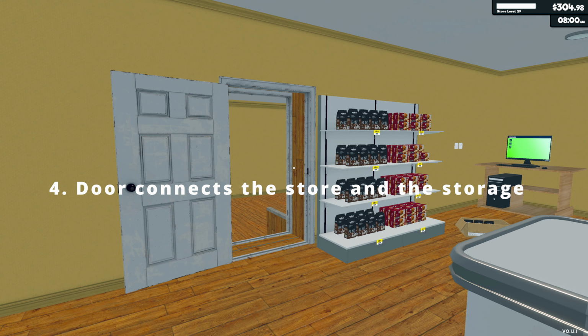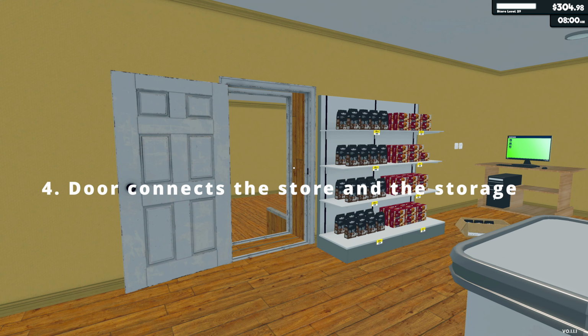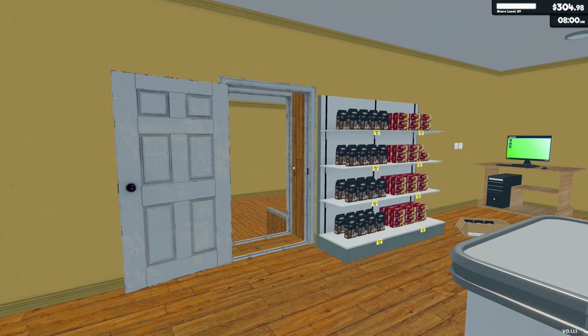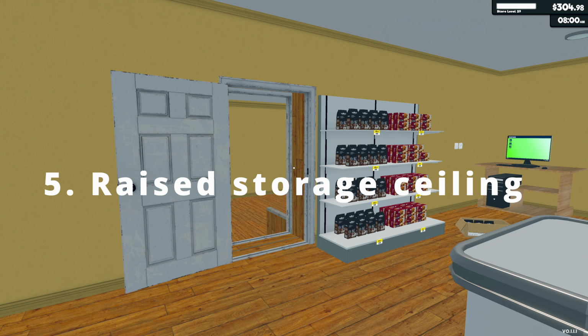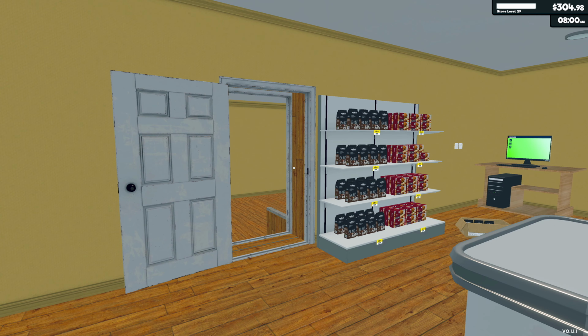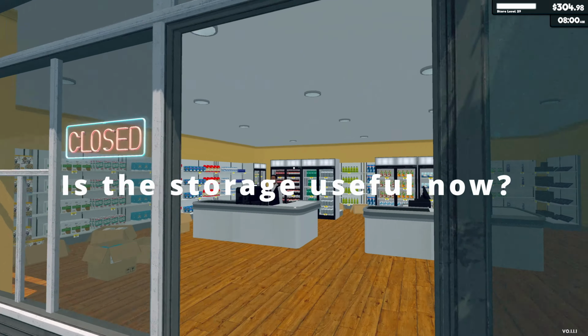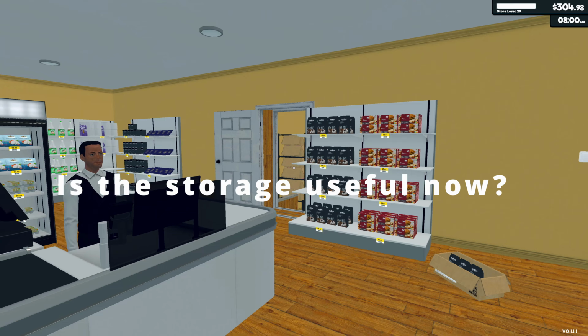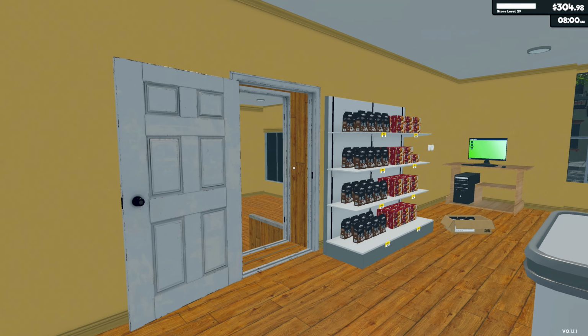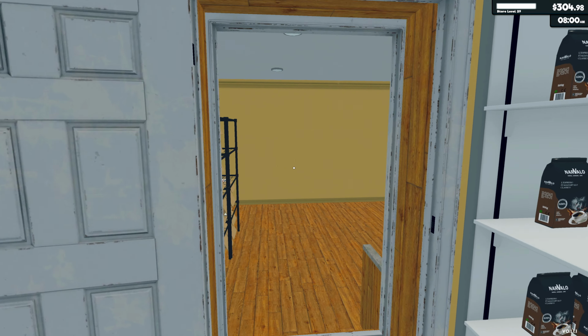There is now a door between the store and the storage area, which is locked until you expand the storage to level 3. The ceiling of the storage area is also raised, which makes sense considering the new racks. There is no doubt that with those changes, more people will find using the storage area appealing. But at least for me, it's still meh.